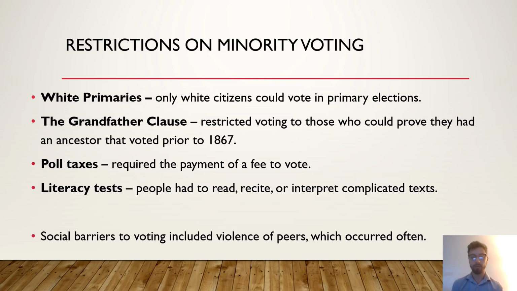So these tools included white primaries. Why were white primaries able to occur? For one, remembering from past lectures, who is in charge of running the primary process among political parties? It is the parties themselves, opening the door for a lack of federal regulation in the electoral process, predominantly in the primary process, which enabled some southern states to implement what are referred to as white primaries. This is where only white citizens could vote in primary elections.